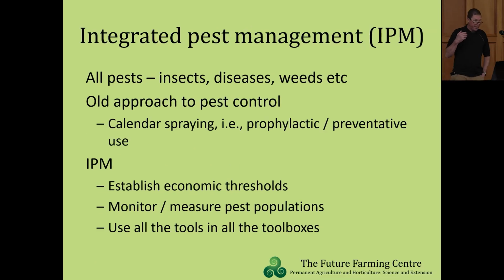So first up, IPM. The P now stands for pests in the broad meaning, so everything including weeds, although it started out meaning pests as in insects, arthropods. To contrast it, the old approach, which is now the old approach, was calendar spraying. The IPM model is, very briefly, and I'll come back and explain this in a bit more: you establish an economic threshold, you monitor to see what your pest levels are like, and if they're above that threshold, you do something about it. The key thing about doing something about it is, don't just reach for the chemicals, use all the tools in all the toolboxes.